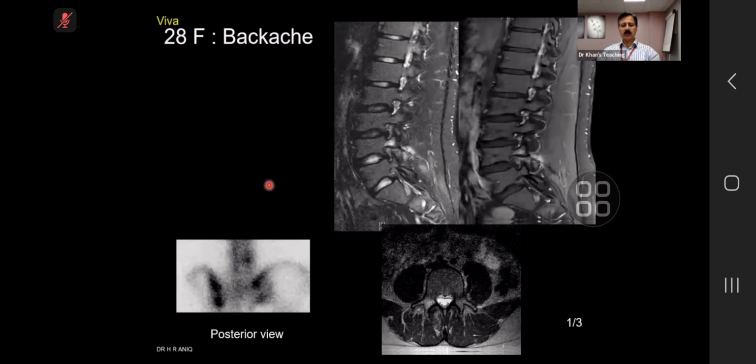Your last case, please. So I will guide you. This is a 28-year-old female, came with backaches. These are the STIR sequences, just limited sequences of the STIR. This is L5, this is L4, L5, L4. Something is happening here. People did a nuclear scan also for some reason. There is an uptake here. What do you think is happening?